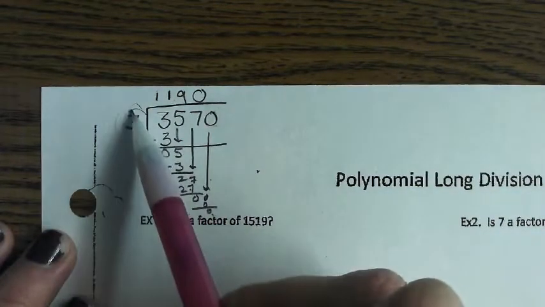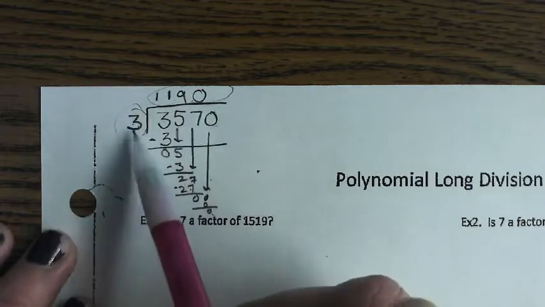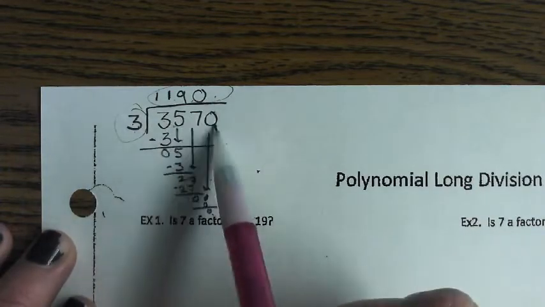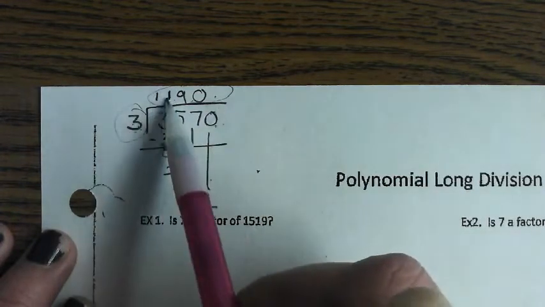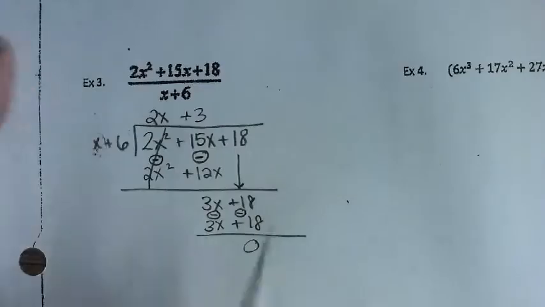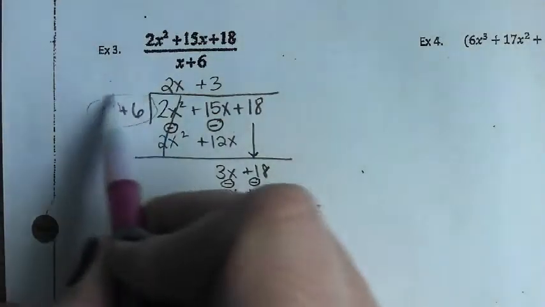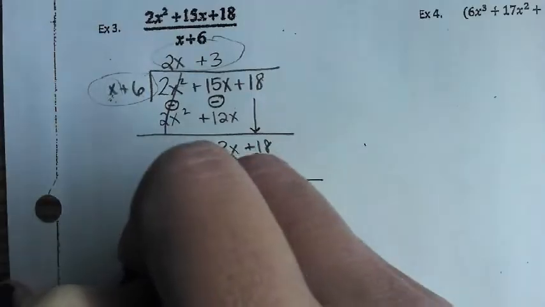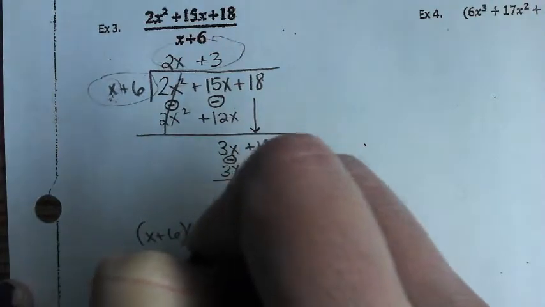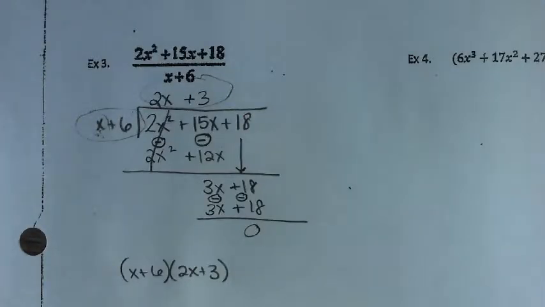Not only that, but if you go back to the numerical example, what we know is that whatever's on the outside, the divisor, times whatever your answer is, the quotient, gives us that. So those are factors of 3570. 3 times 1,190. Similarly, we've just factored this. X plus 6 times 2x plus 3 gives us that. So x plus 6 times 2x plus 3 is the factored version of that original 2x squared plus 15x plus 18.